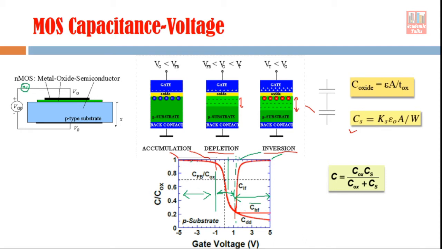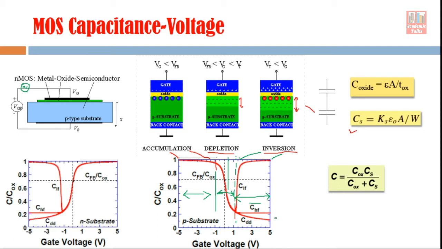So the maximum capacitance is here when the device is in the accumulation region, and the minimum capacitance is when the device is in the inversion region, right? So you have to read only the maximum capacitance and the minimum capacitance. Only these two capacitance values can give you information about the carrier concentration. So we will see in the coming slides.